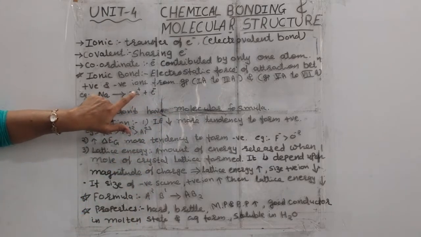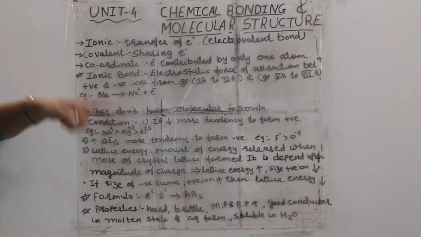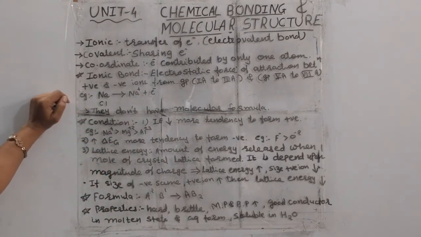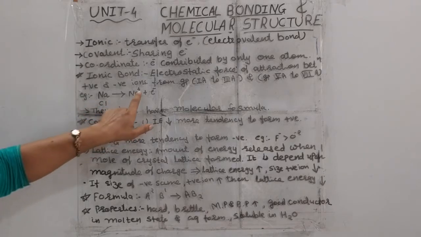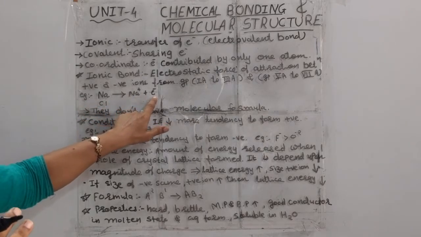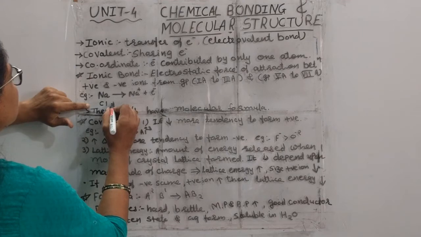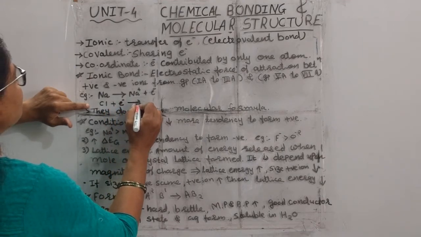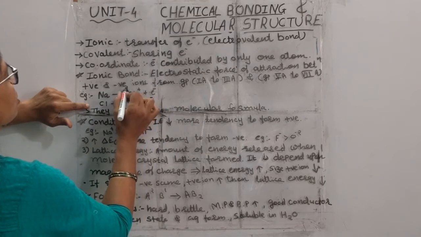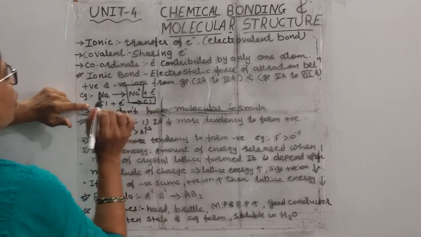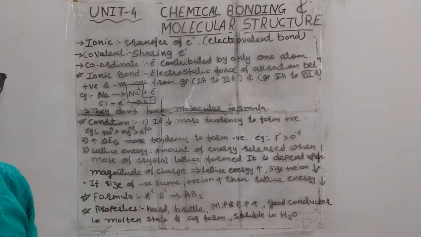Now this one electron donated by the sodium is the requirement of the chlorine, because as you know, chlorine has 7 valence electrons in its outermost shell. So this electron donated by the sodium will be accepted by chlorine. Here you write Cl plus electron, and this becomes Cl minus. So Na plus and Cl minus form NaCl, that is your ionic bond.